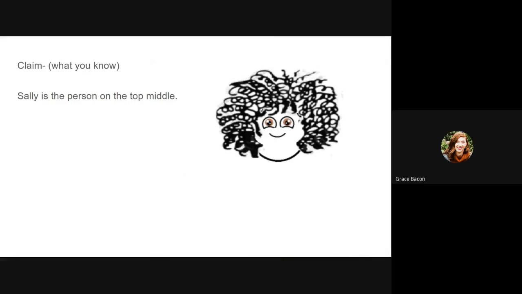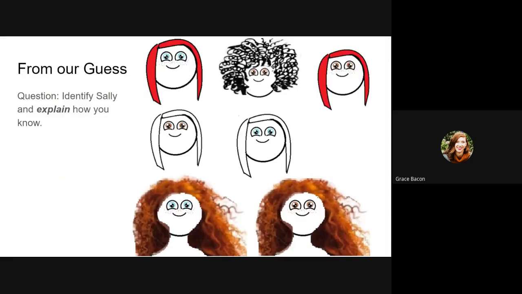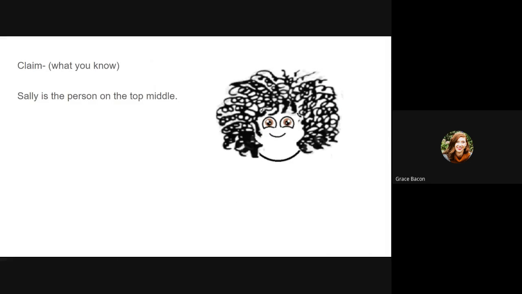So here is an example of what your claim would look like in your explanation. You would say Sally is the person on the top middle. So she was top middle. And then I just pulled her picture out so we could have this image in our mind. I see she's got curly hair and brown eyes. It's not red and it's not freckles. So I have that in mind.